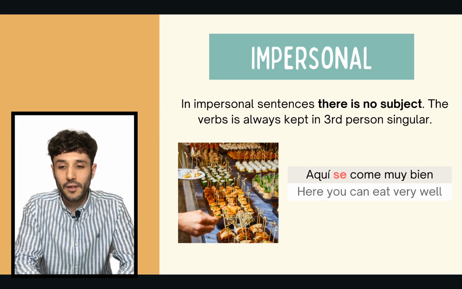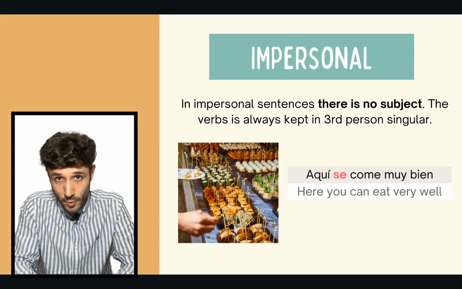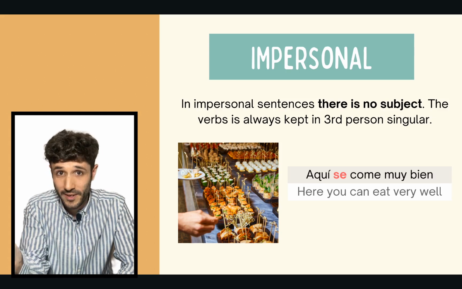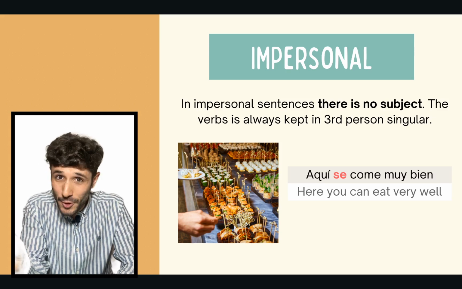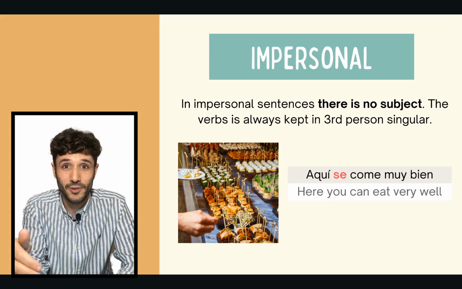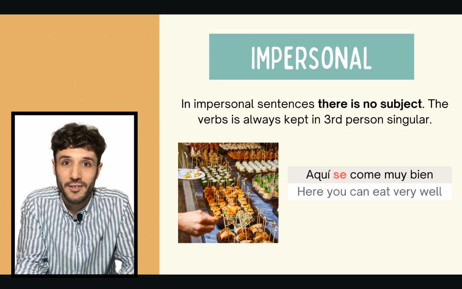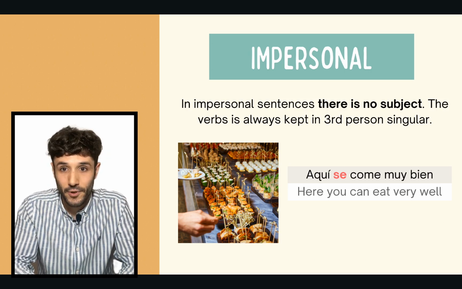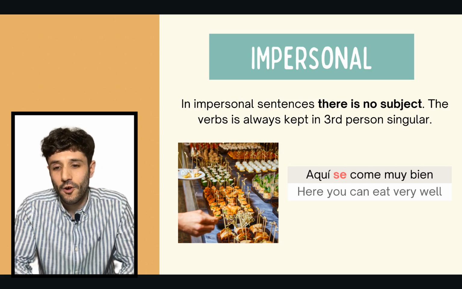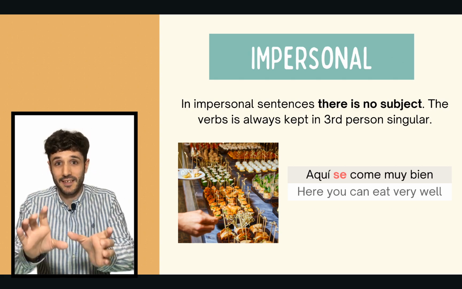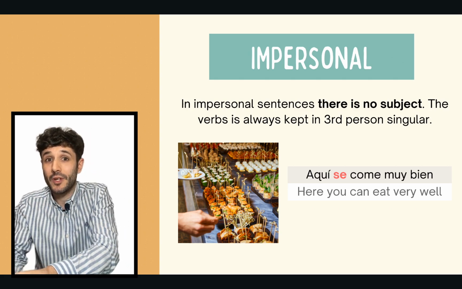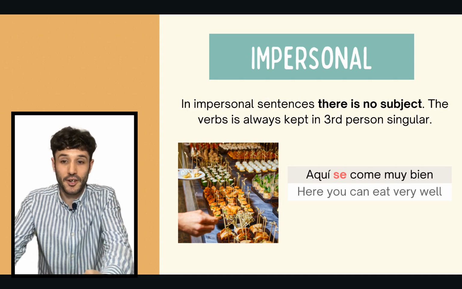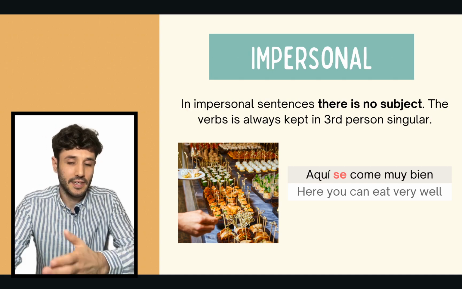Aquí se come muy bien. In this sentence, as we can see, come is the verb, muy bien is not the subject because I'm not telling you what is being eaten. I'm just telling you it's a very good place to eat. Okay? We can add here, for example, also frequency of time, like an adverb such as todos los días. Aquí se come todos los días. So in this case, these words refer to the frequency of time that this action happens. It's not a thing, so this is not the subject.